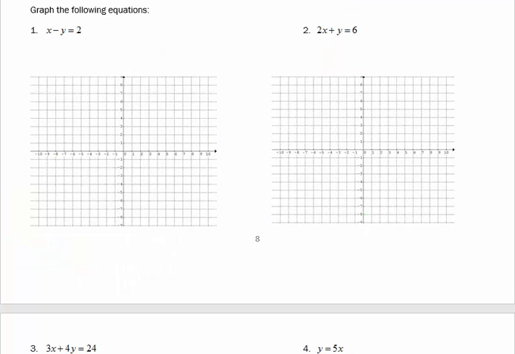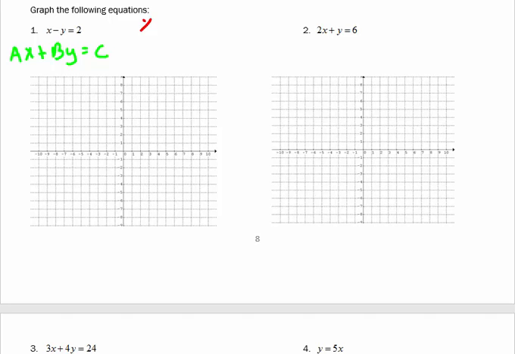So let's try a few problems. Graph the following equations. x minus y equaling 2. I'm actually going to do the intercept method this time. And the reason why is because it's in the form of ax plus by equaling c. So I'm going to see if it's easy to find my intercepts.